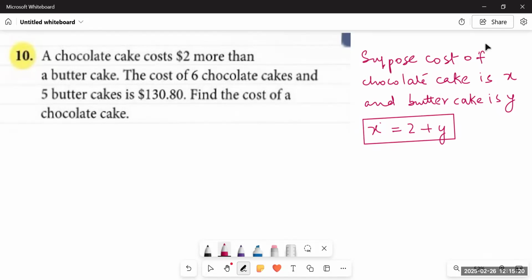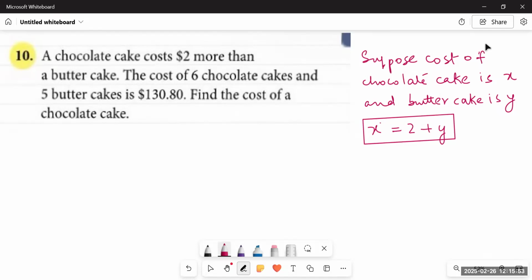If the butter cake is $15, then the chocolate cake would be 15 plus 2, $17. If the butter cake would be $100, then the chocolate cake would be 100 plus $2. So you have to understand these terms. When there are terms like 2 more than, 2 less than, or 2 times, these are all different types of terms. Sometimes we have to add, sometimes we have to subtract, sometimes we have to multiply, or sometimes we have to divide. So more than means add, less than means subtract, times means multiply.